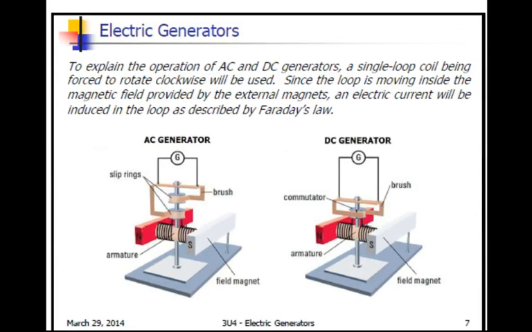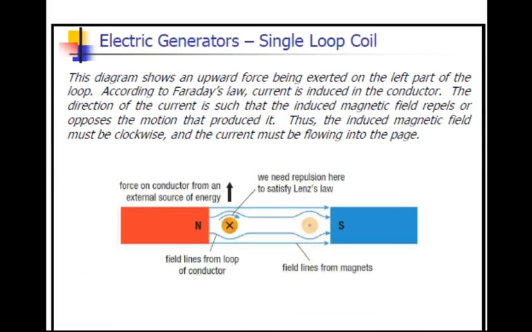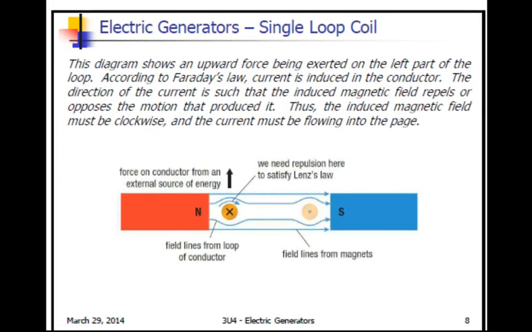So to explain the operation of AC and DC generators, a single loop coil being forced to rotate clockwise will be used. So we'll just look at this from a single loop perspective. So here's our single loop. We have the current going in one direction on one side and another direction on the other side. We have a force on the conductor from an external source of energy that's moving that, say clockwise, for example.